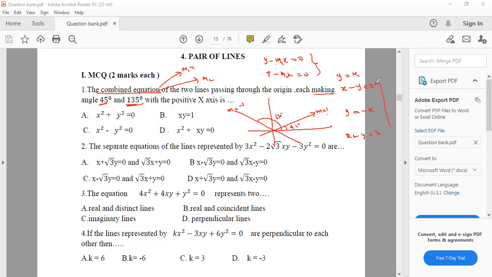So their combined equation will be x plus y into x minus y equal to 0, which is x square minus y square equal to 0. So which is our option C.